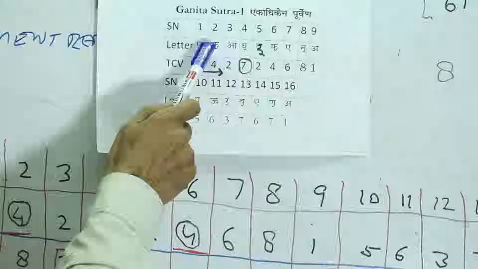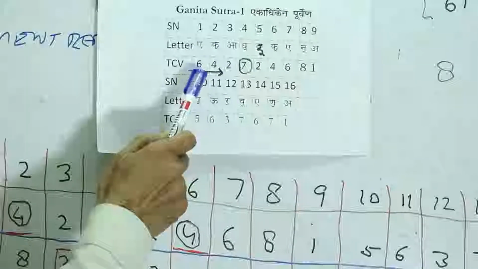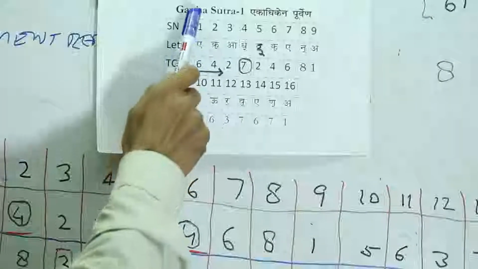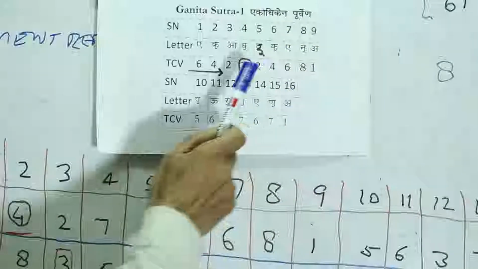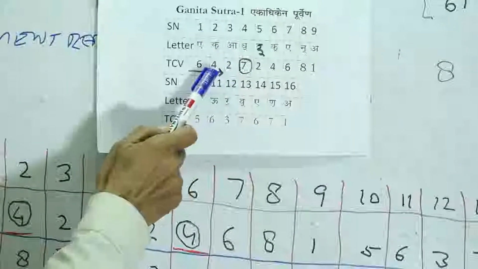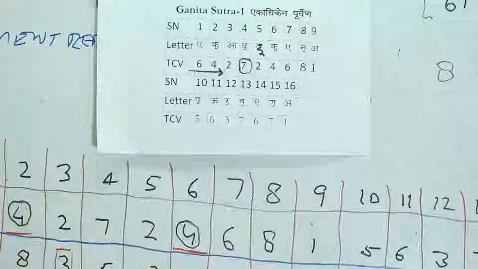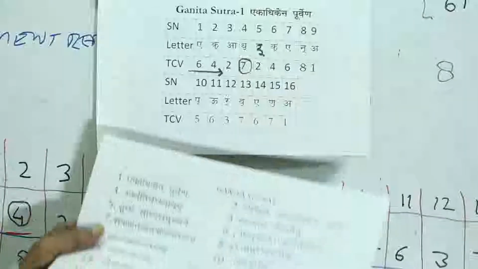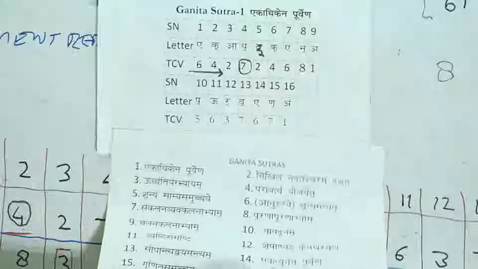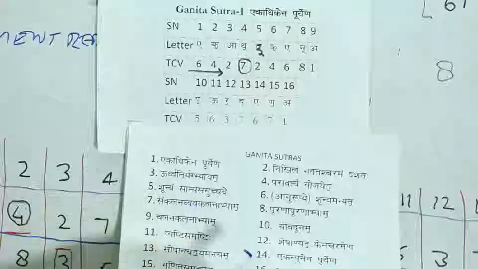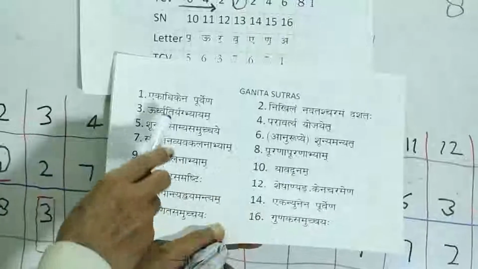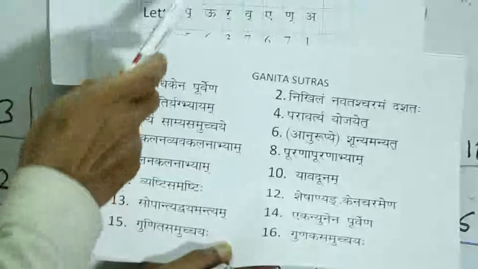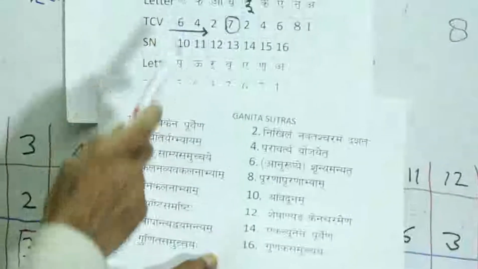First letter A of TCV value 6 and parallel geometric format of 6 space makes the structural key of Ganita Sutra 1 itself. Second letter Ka of value 4, parallel geometric format of 4 space makes the structural key of the second Ganita Sutra. Like that, sequentially we reach at the structural keys of the entire range of 16 Ganita Sutras. Ekadhikain Purve is the first Ganita Sutra with the structural key 6.